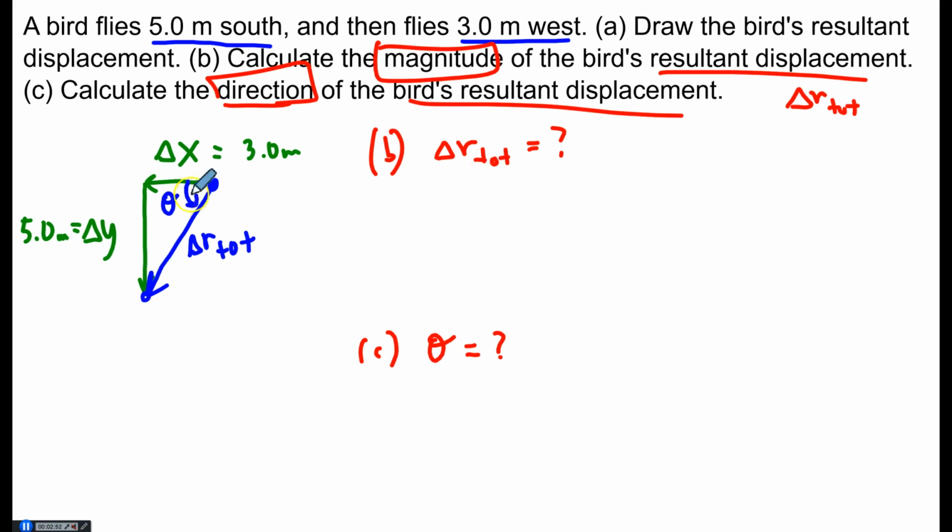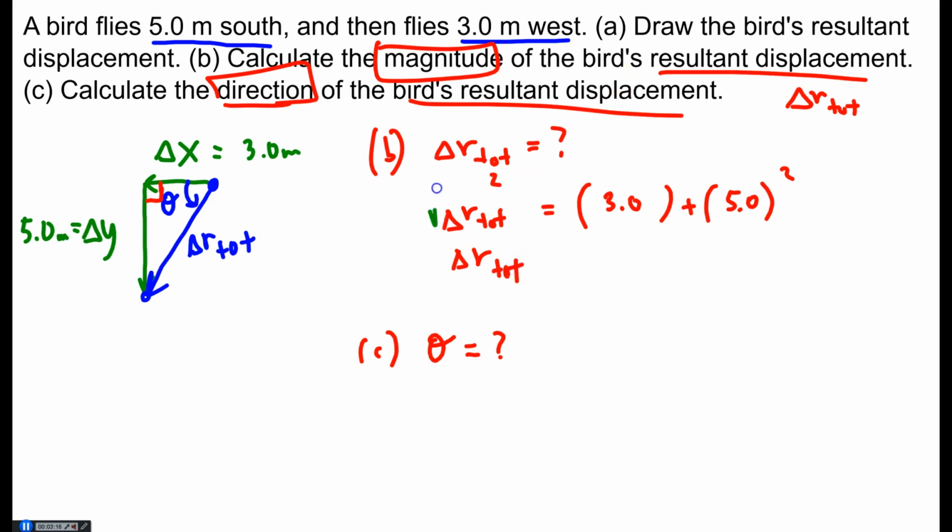For part B, we can use the Pythagorean theorem. We know that delta r total squared is equal to delta x squared plus delta y squared. This is a right triangle because x and y are perpendicular. So plug in the two sides, 3 and 5, and solve. Don't forget to square root both sides to get rid of this square here. And what do we get?